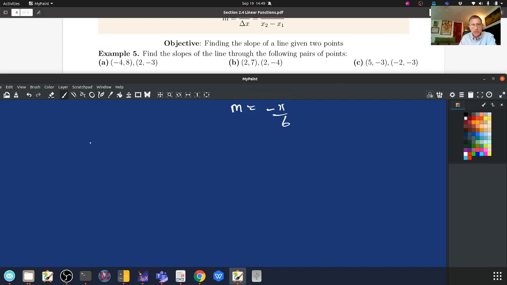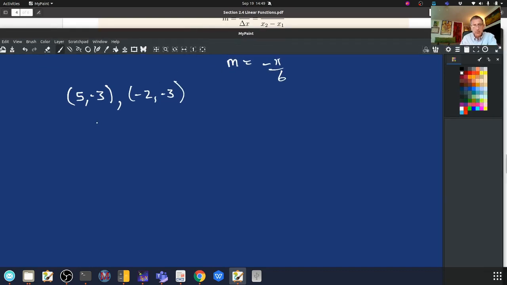So let's do the third one. I have 2 points, 5 minus 3, and minus 2 minus 3. I'm going to show you a different way to do this. You can use the formula, or you can do it by stacking points. Just stack them up on top of each other.